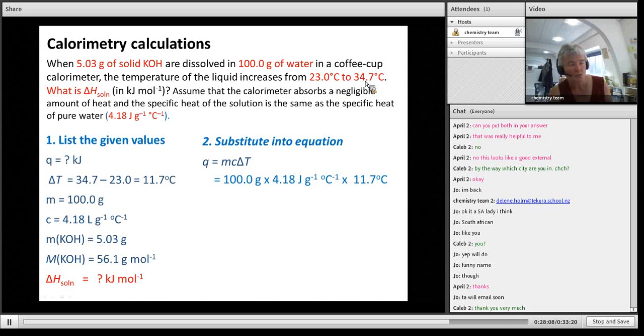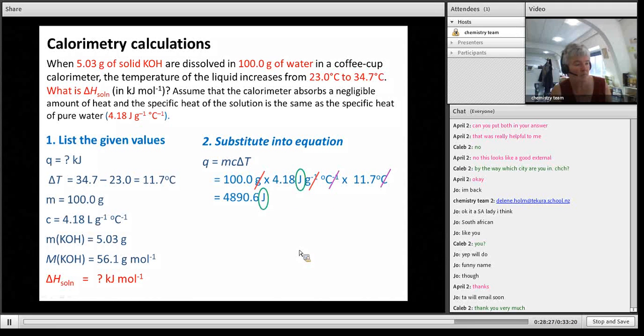So it went from a lower temperature to a higher temperature. So 34.7 subtract 23 is 11.7. And notice how my units cancel out, giving me an answer in joules. And so if I wanted kilojoules, I'd have to divide by 1,000.